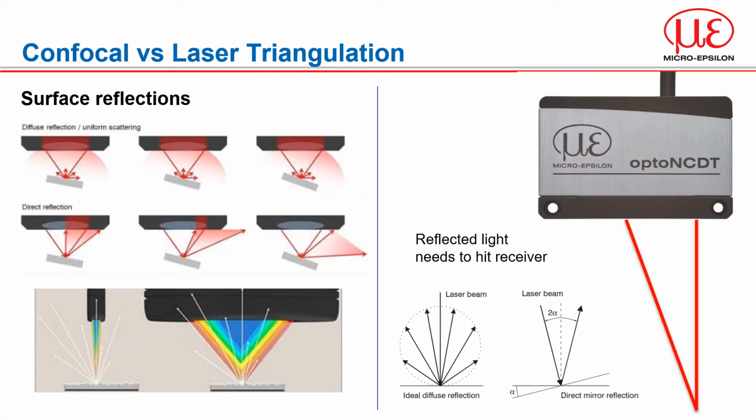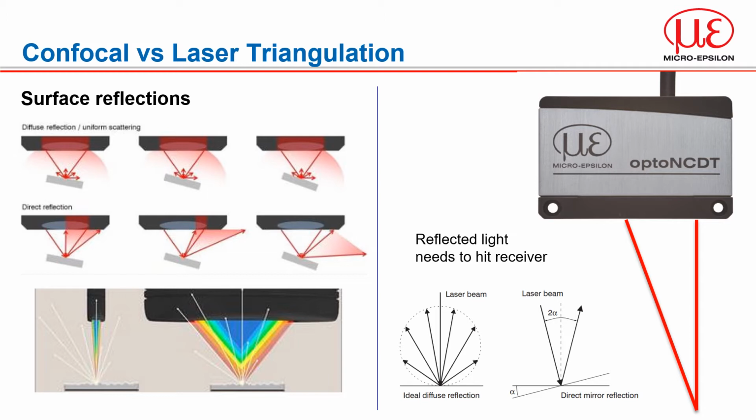The second aspect to consider is the surface finish and reflective properties. Generally, a surface will either give a diffuse or direct reflection. With diffuse reflections, you know that some light will be seen by the receiver, regardless of the angle of incidence of the light, and both sensor technologies work well with diffuse targets.